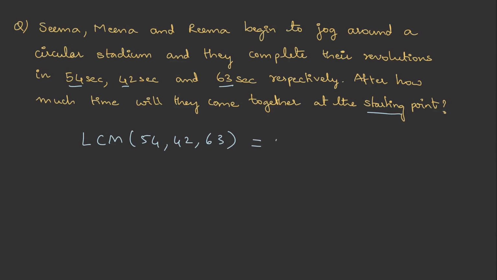So when we do this, because these are all in seconds, let me write it as seconds. That is 6 minutes 18 seconds. So this is the time after which all the 3 will meet. Again after another 6 minutes 18 seconds, they will meet again. It repeats. Let's try one more question of this model.